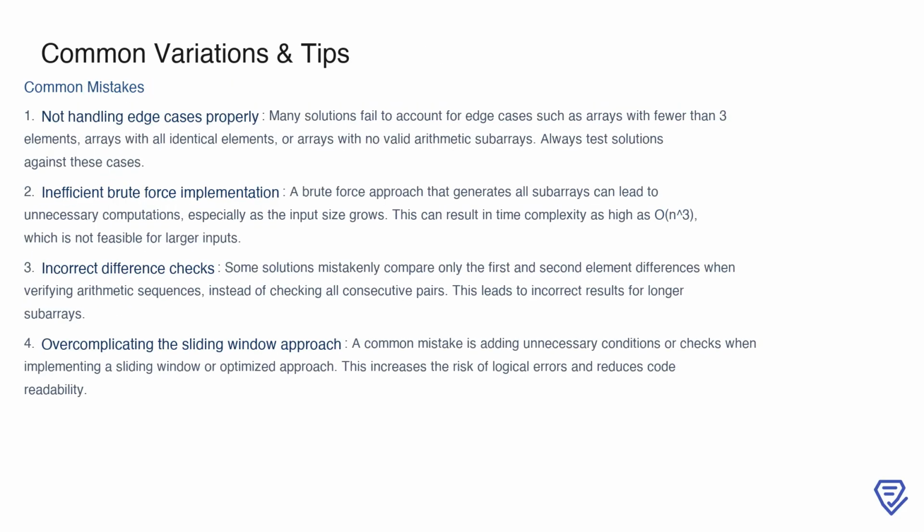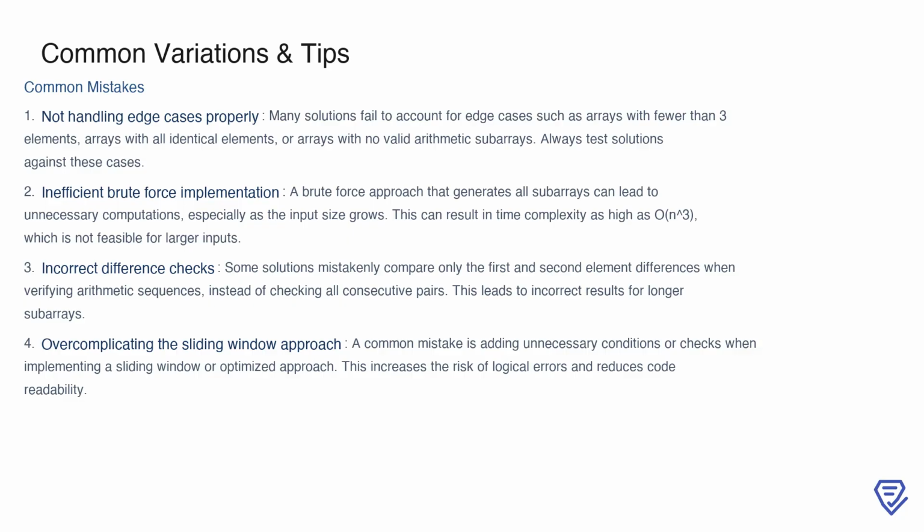When solving the arithmetic slices problem, there are several common pitfalls to watch out for. First, not handling edge cases properly is a frequent mistake. For example, arrays with fewer than 3 elements, arrays where all elements are identical, or arrays with no valid arithmetic subarrays can lead to incorrect results if not accounted for. It's essential to test these scenarios explicitly.